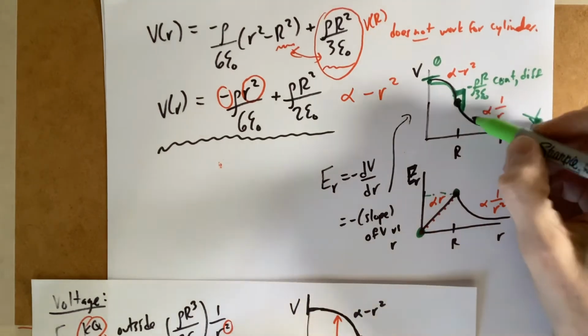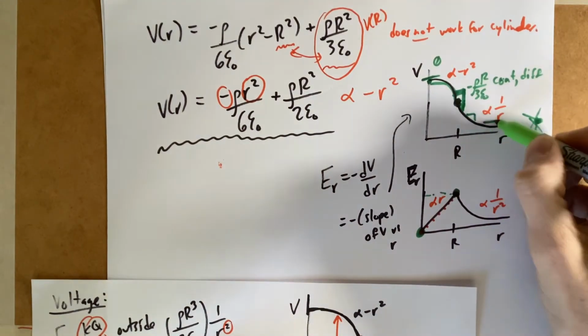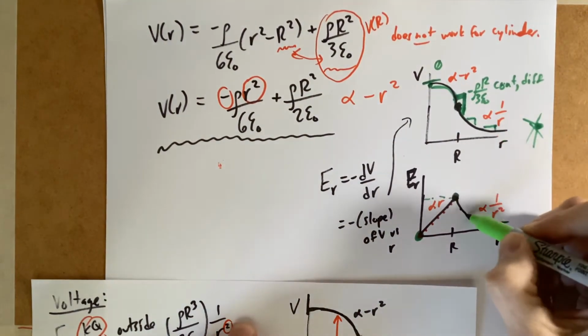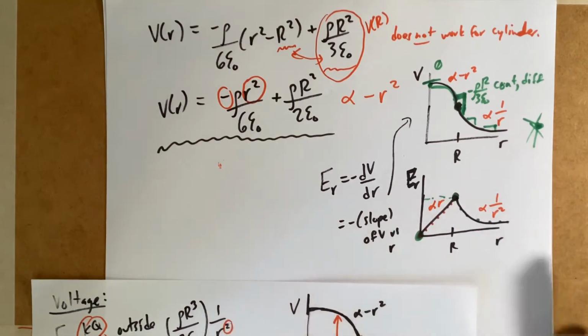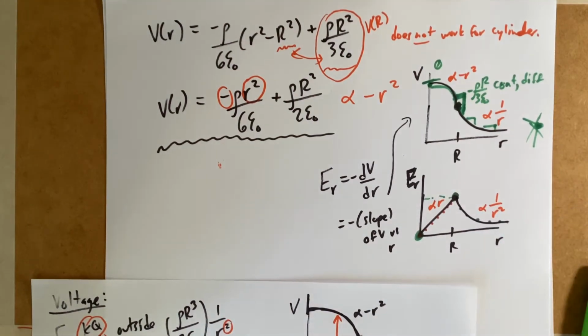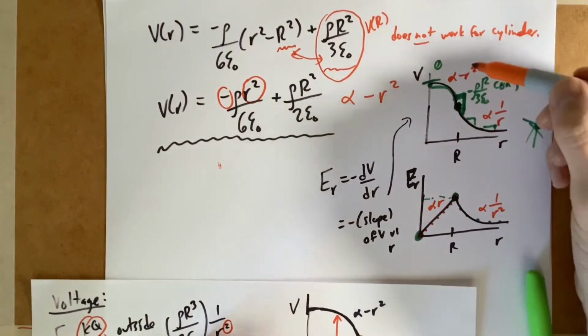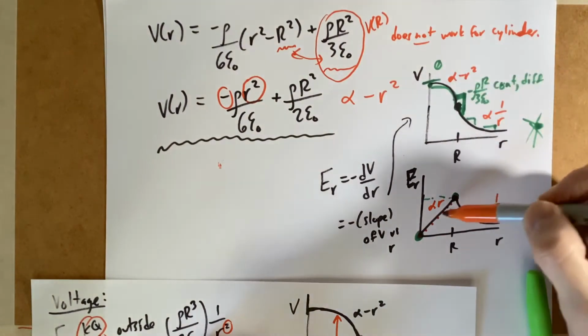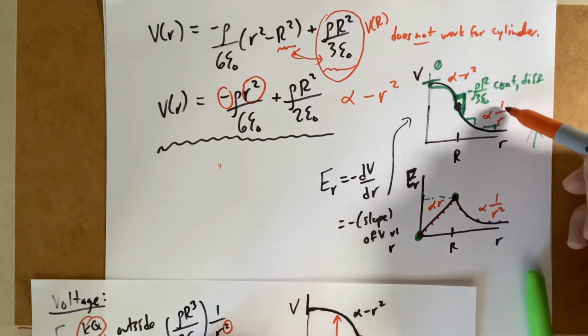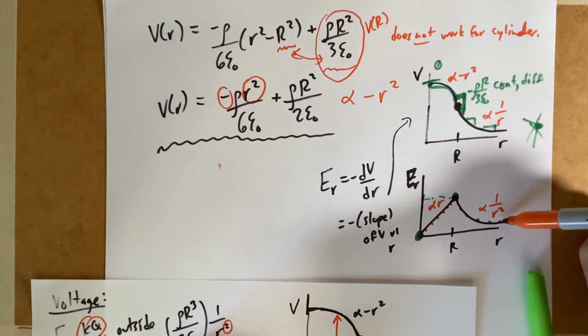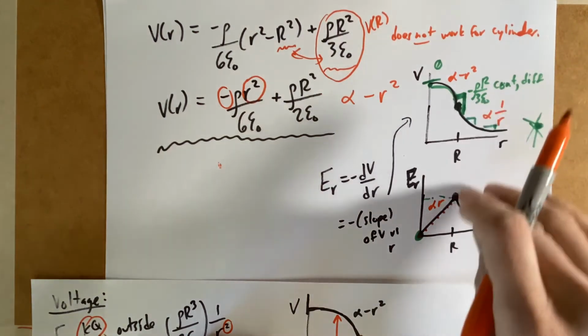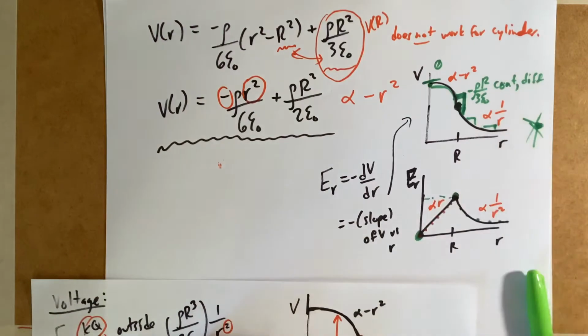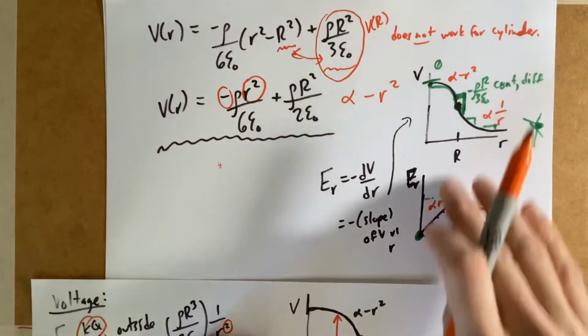And then of course from here, the negative slope gets less, which means that the positive electric field here gets less. You can even look at these, right? What's the negative derivative of R squared? It's going to be proportional to R. What's the negative derivative of 1 over R? It's going to be 1 over R squared. So again, just using your calculus ideas, you can do a lot to confirm that these graphs make sense.